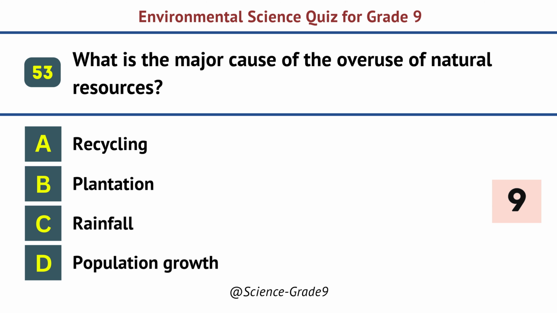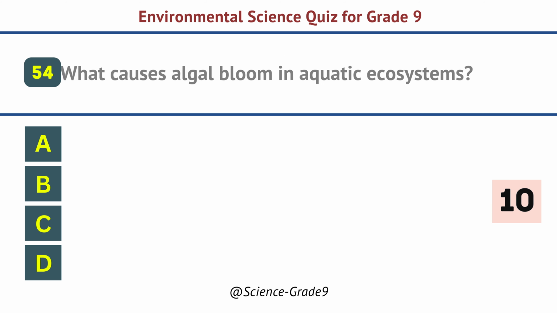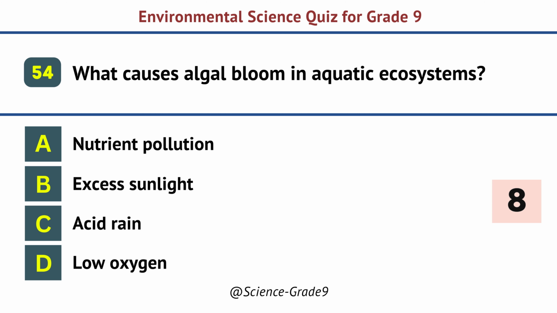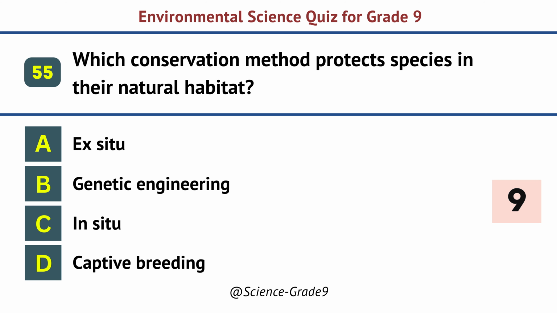What is the major cause of the overuse of natural resources? Population growth. What causes algal bloom in aquatic ecosystems? Nutrient pollution. Which conservation method protects species in their natural habitat? In situ.